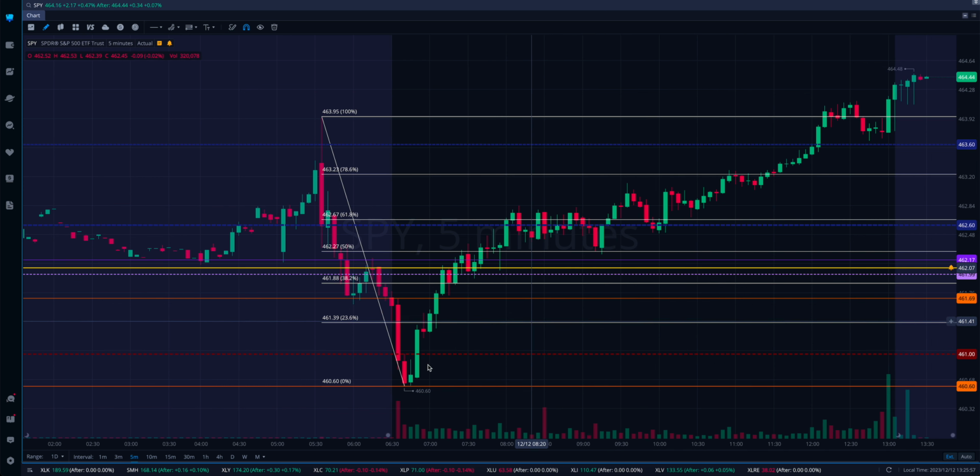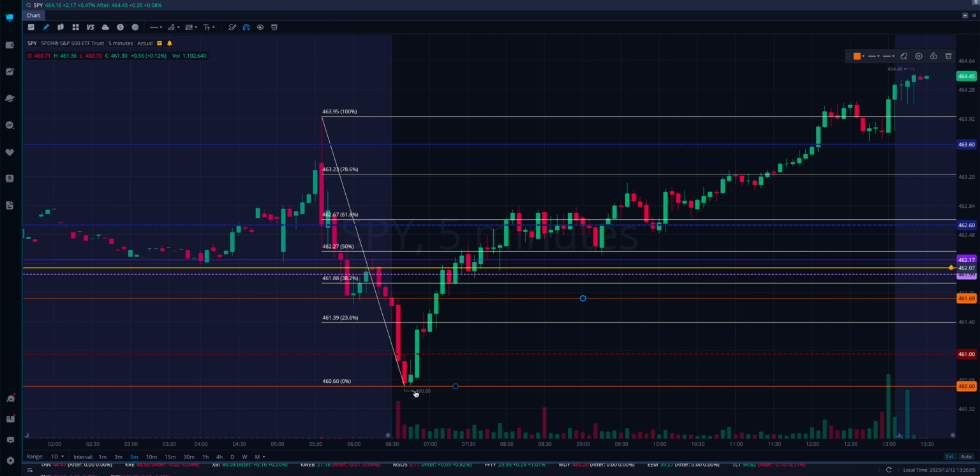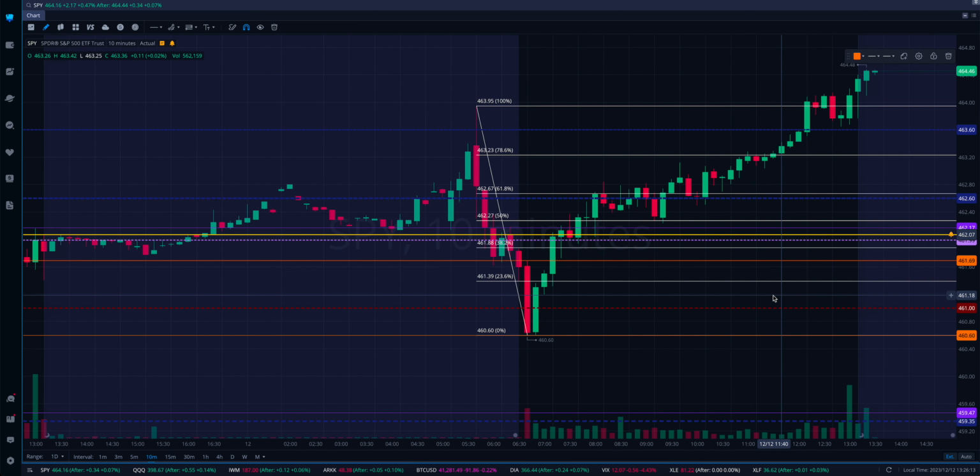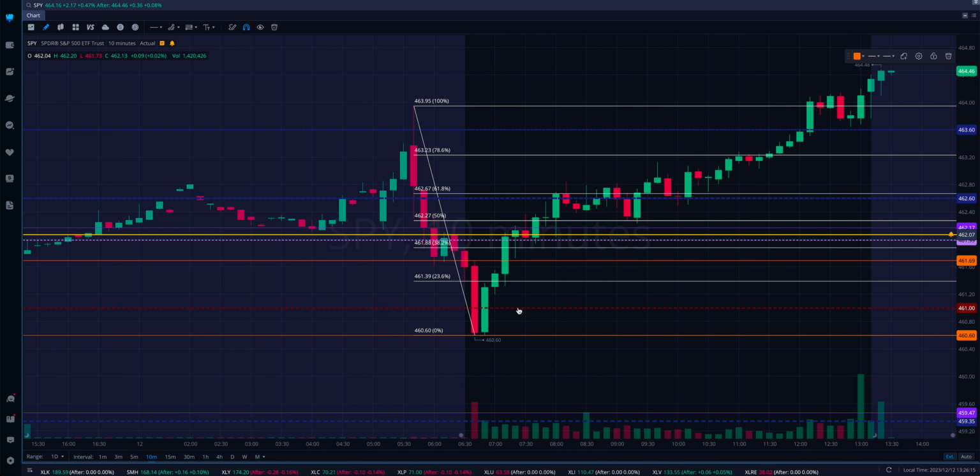If you're still not familiar with opening range breakouts, basically I use the 15-minute. So we're on the 5 right now. Here's the first 3 candles. You draw the high and the low. And then once you get a close to either side, I prefer to use the 10 for that. Then you can enter.